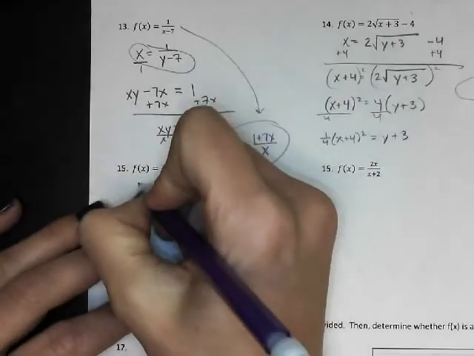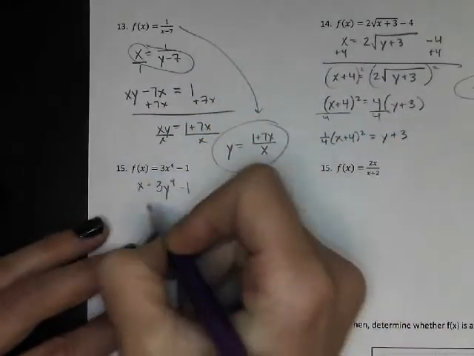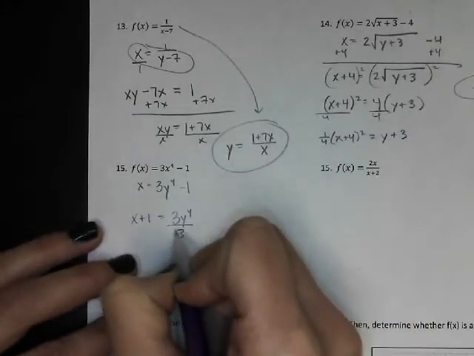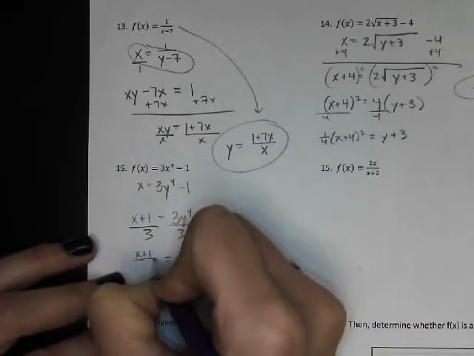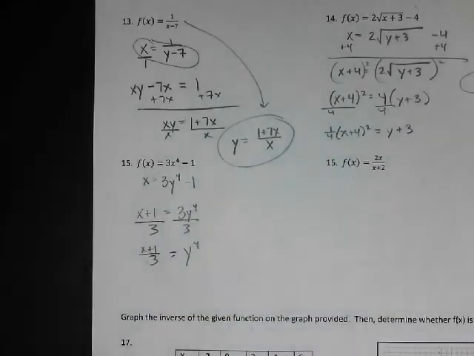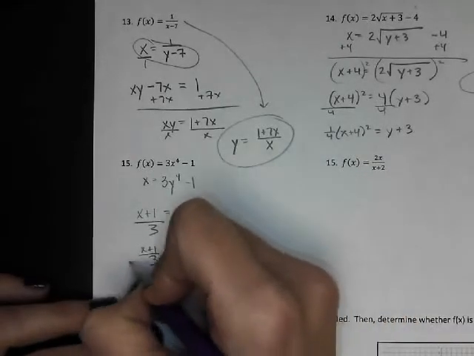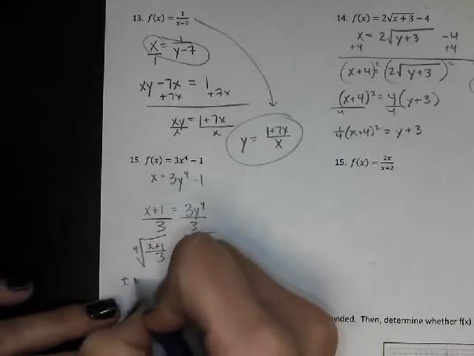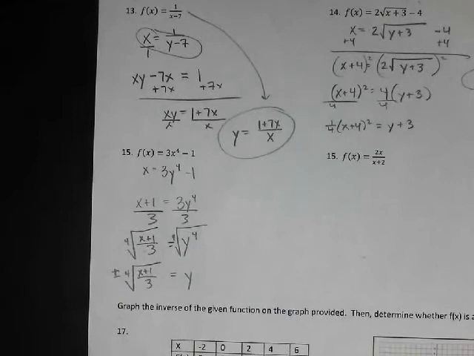Polynomial. So switch them. Add 1 to both sides. Divide by 3 on both sides. And to get rid of the 4th power, we either take the 4th root of both sides or we raise to the 1/4 power. I'll take the 4th root. Now anytime you take an even root, you've got to remember plus or minus. And so that's not going to be a function either.